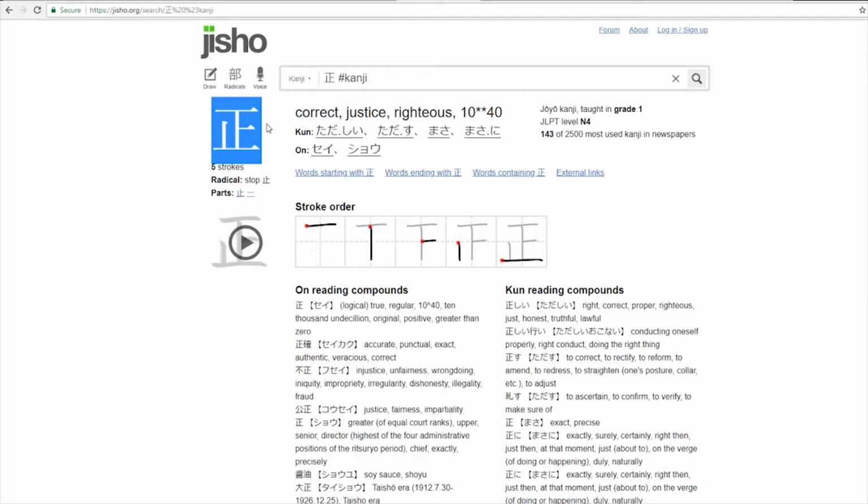The next one's going to be correct and justice. The way I like to look at this one is it basically looks like above and below slammed together. So I think of what meets in the middle of above and below. It's like correct or just. It's like the approaching. That's how I like to look at this one. Tadashi is the kunyomi for it, and the onyomi is sei.